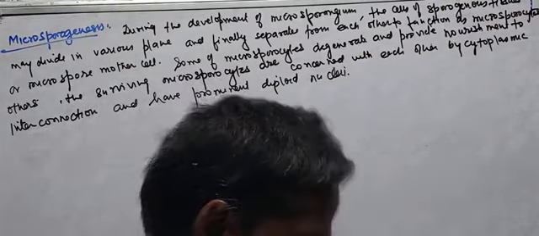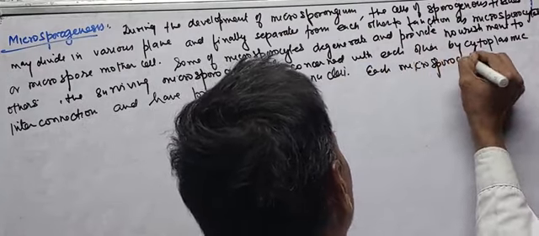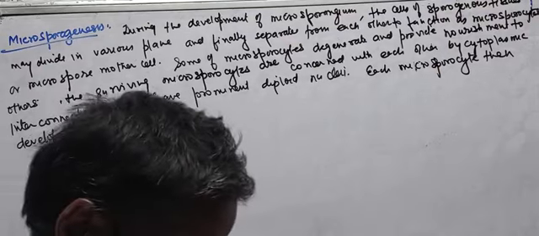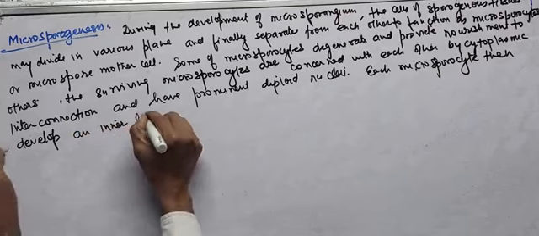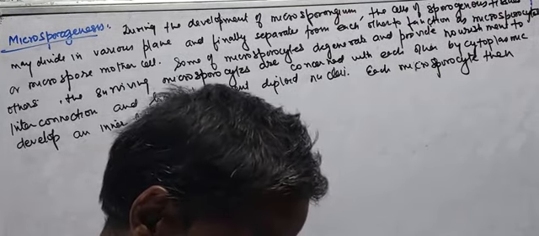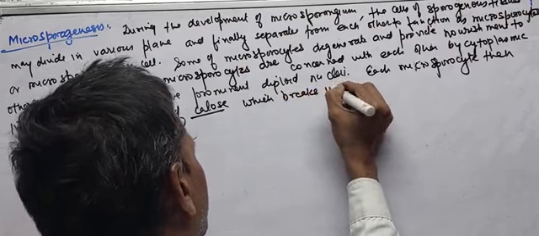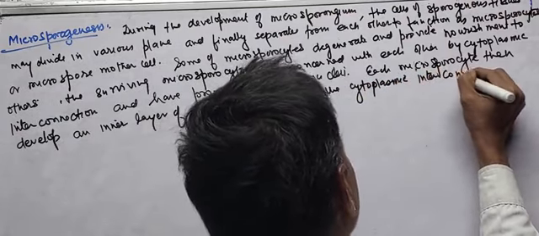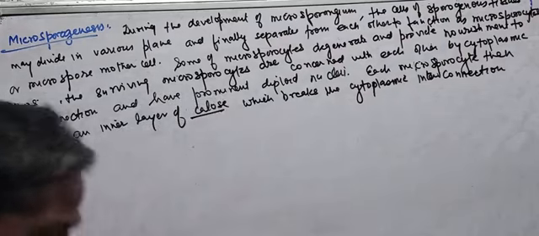Each microsporocyte then develops an inner layer of callose, which breaks the cytoplasmic interconnection with other microsporocytes.